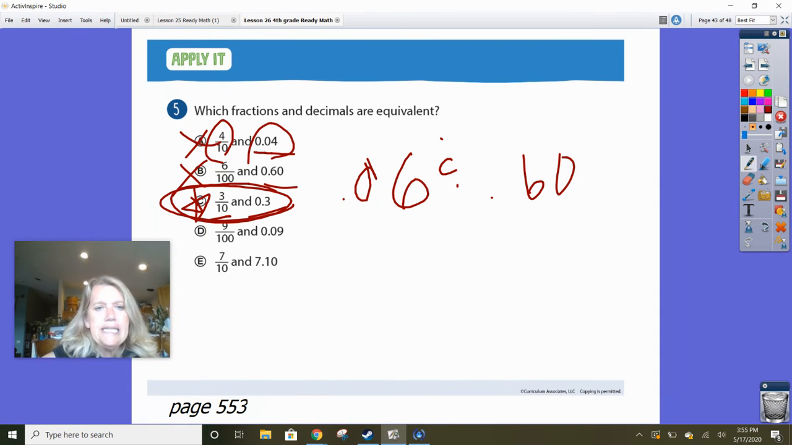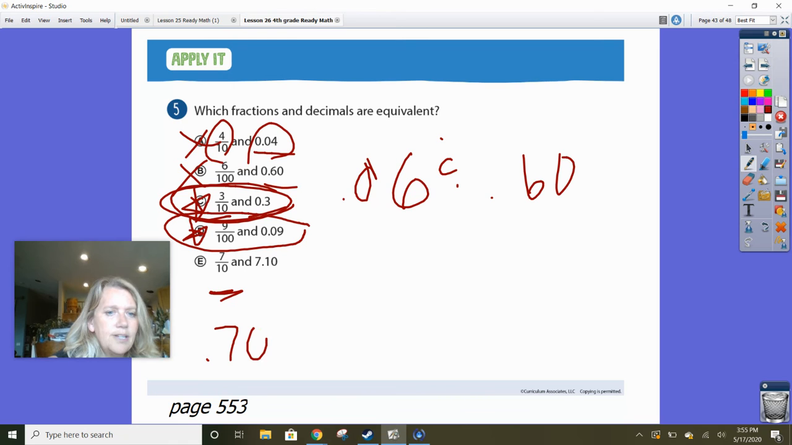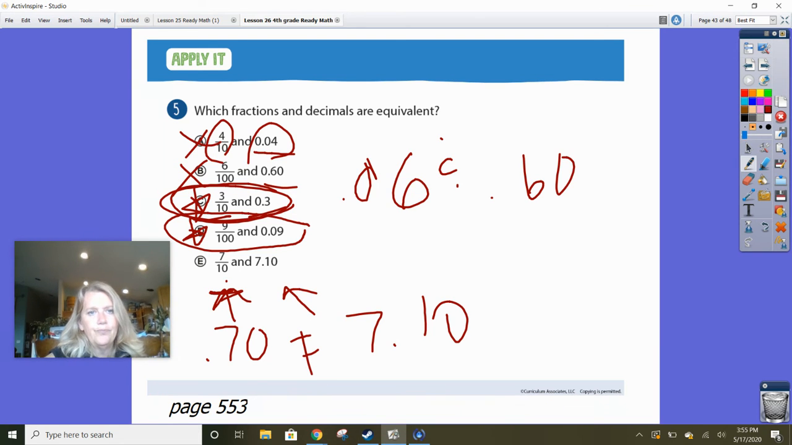Number D, 9 hundredths and 0.09. What do we say for the second place over? Yep, hundredths. So that one works. 9 hundredths is equivalent to 9 hundredths. What about this one? 7 tenths. Is 7 tenths the same as 7 and 10 hundredths? Nope, if you think of it like money, this one is 7 dimes or 70 cents, right? This one here is $7.10. Not equal. All right, C and D are our equivalents. Hopefully you agree with me.